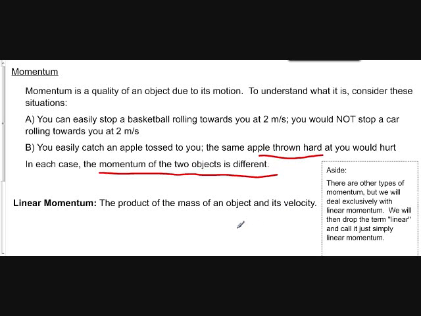The two things that make an object more or less difficult to stop are its mass and its velocity. Just a quick aside: there are lots of other kinds of momentum, but in grade 12 we're pretty much exclusively going to deal with linear momentum, so I'm going to drop the word linear and just call it momentum from now on. Something to keep in the back of your mind: if you go on to physics after high school, you'll probably encounter other kinds of momentum like angular momentum and translational momentum, but for this class, we're just going to deal with linear momentum.